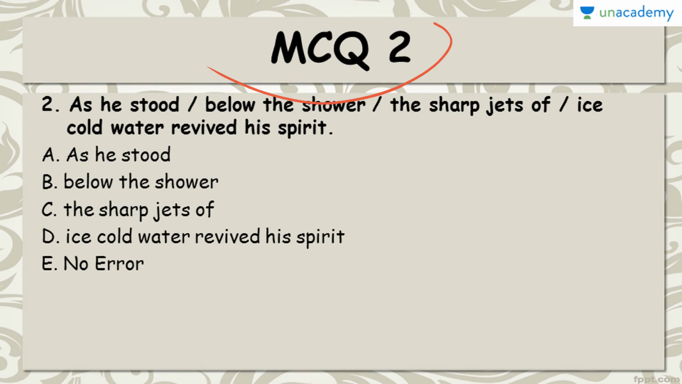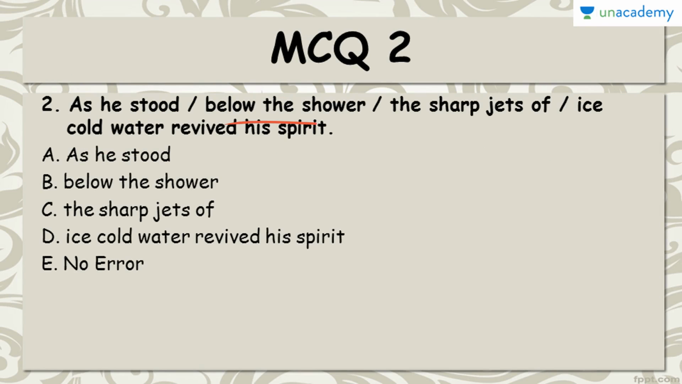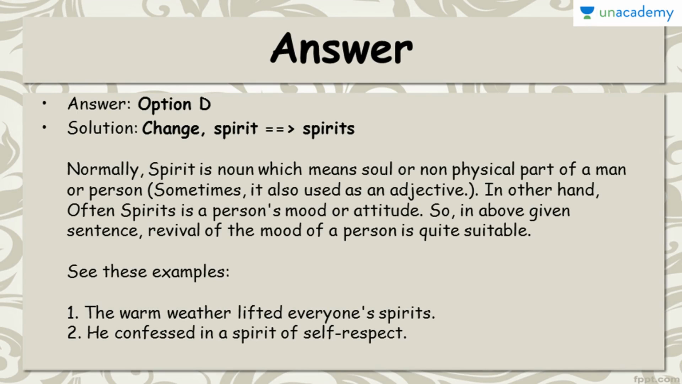Coming to MCQ second, you have to find the part which has an error. The sentence is, as he stood below the shower, the sharp jets of ice cold water revived his spirit. Choose the part which you think has an error, and if there's no part which has an error, mark E as your right answer. The correct answer to this MCQ then goes as option D, that is, we have to change spirit to spirits. Why?